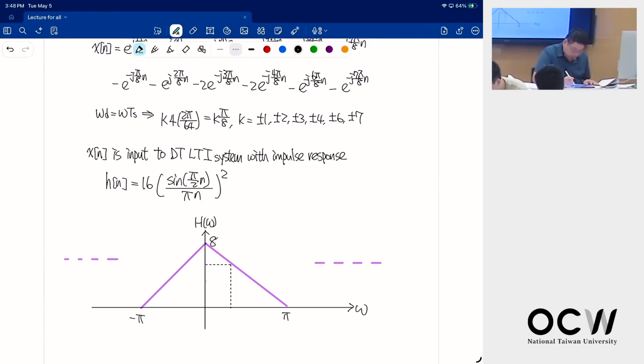Four. And 2. Okay, I have, this is 6, 4, and 2. When it is 6, it should be pi over 4. 4, that's pi over 2. And then 3 pi over 4.